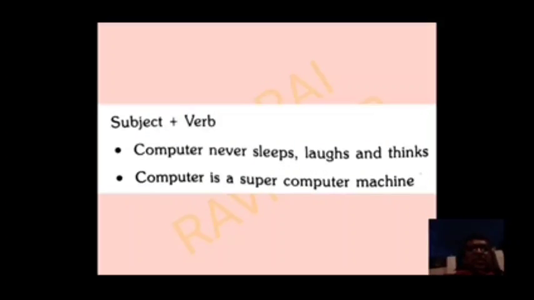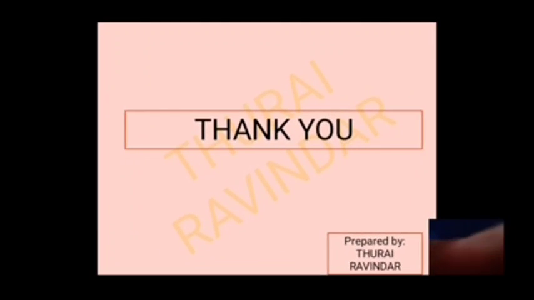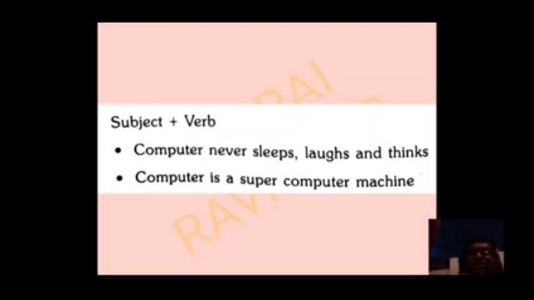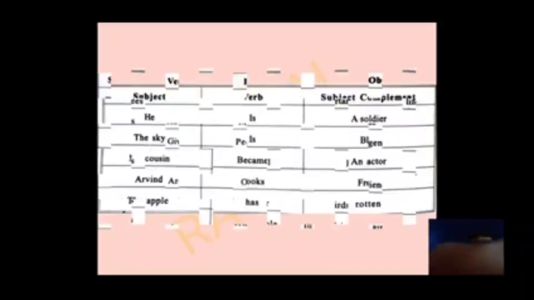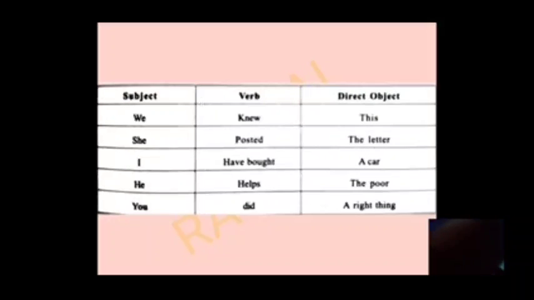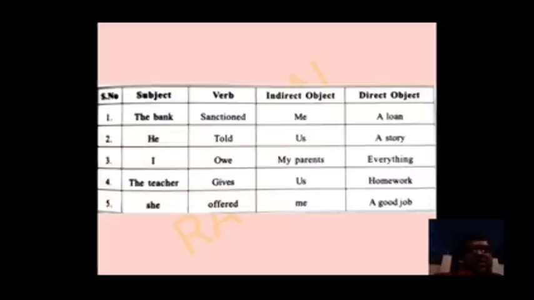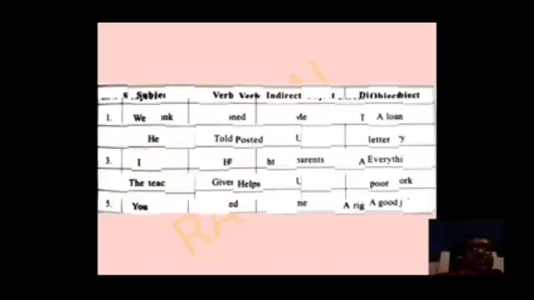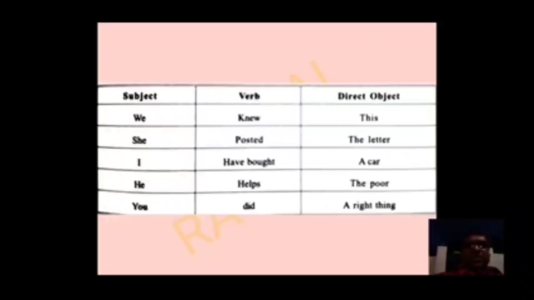Some more kinds of sentences are also here. Let us discuss another 5 to 10 minutes, and within that time we will finish our class. It's not a problem. We have discussed the pattern of subject, verb, indirect object and direct object. Now subject, verb, direct object. We knew this.